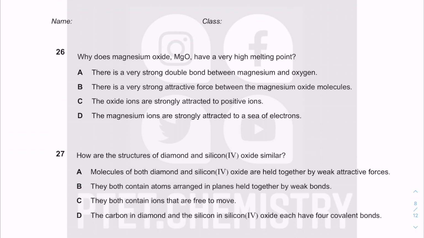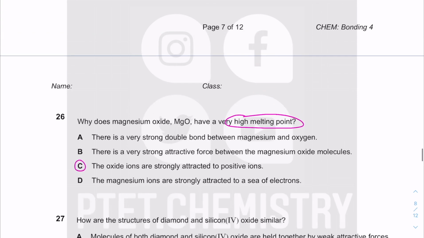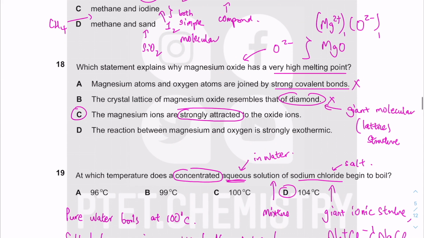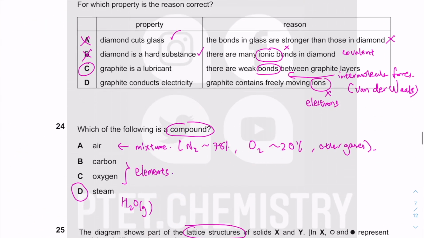So question 26, why does magnesium oxide have a very high melting point? Again, this is pretty much a repeat of what I have said earlier, so you can probably skip this question. There you go, it's definitely this question. So it's the same as question 18.